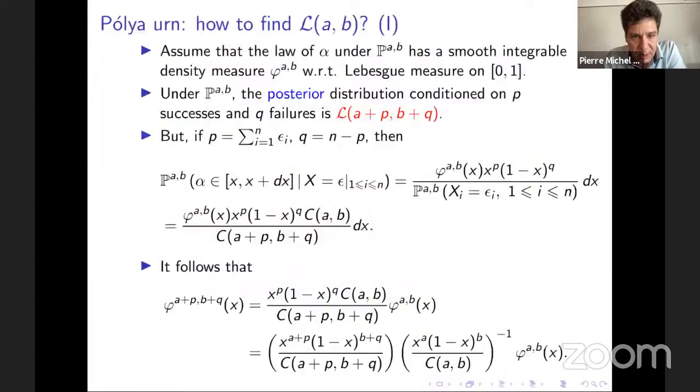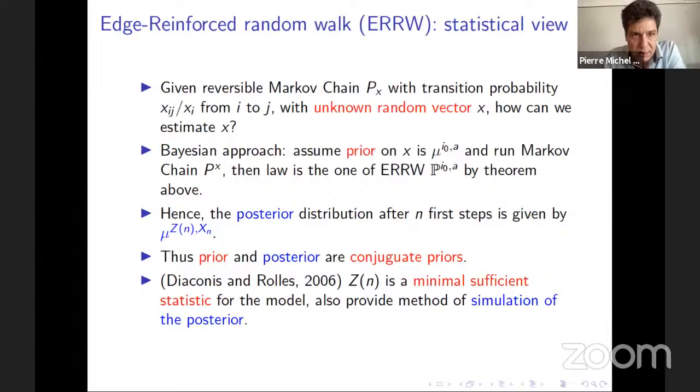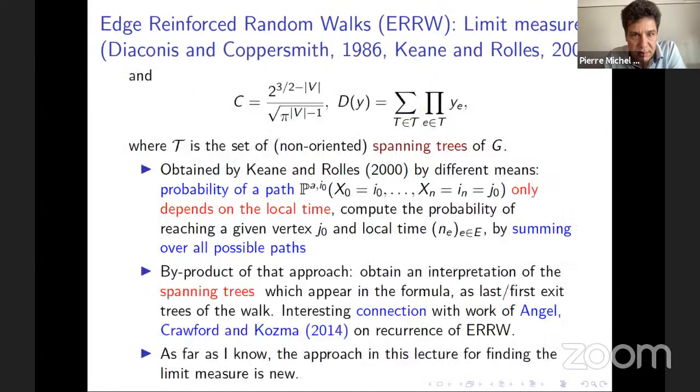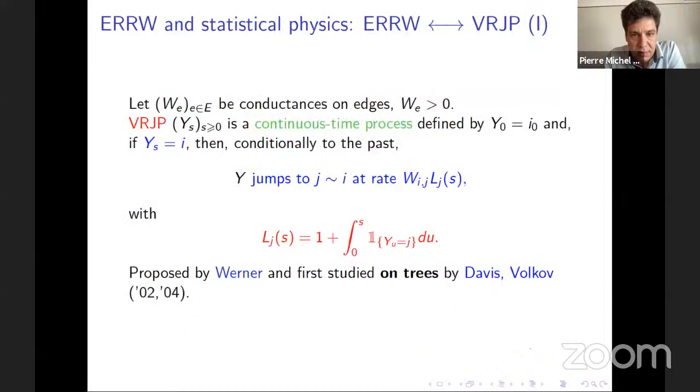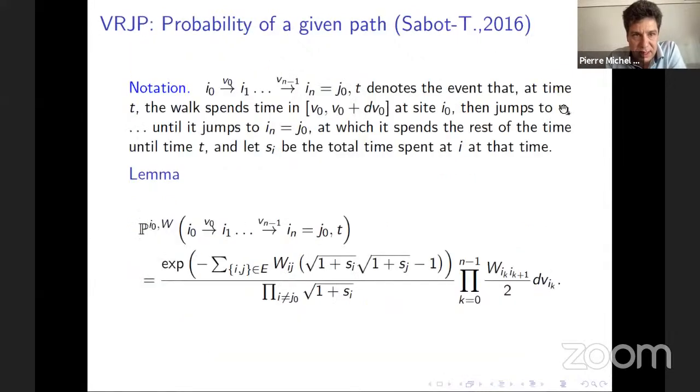So let's go back to where we were. The last thing we did last lecture is that we computed the probability of a given path, and we had this nice formula. This formula will be important in the computation we are going to do now.